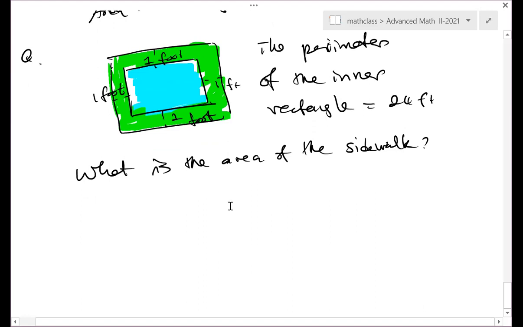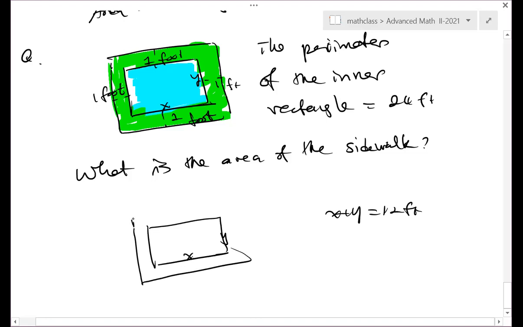So what I don't want to do here is assume it's a square. Okay. So I use subtraction to find the area. Okay. So this inner rectangle is x times y. So we are given x plus y, which is 12 feet, right? Half of the perimeter. Okay. Then if you add the 1 to each side, this side is x plus 2, this side is y plus 2.